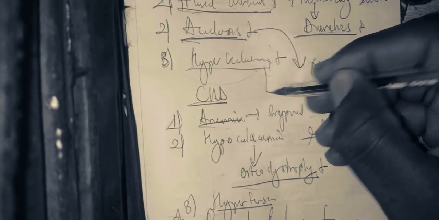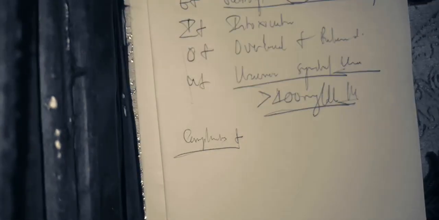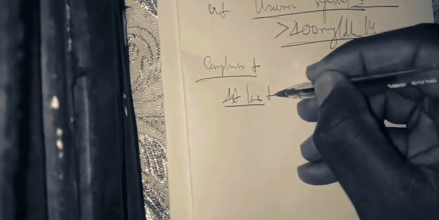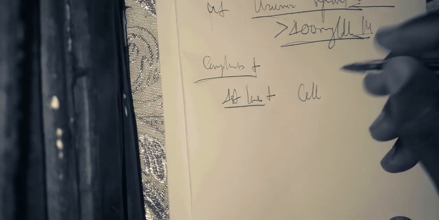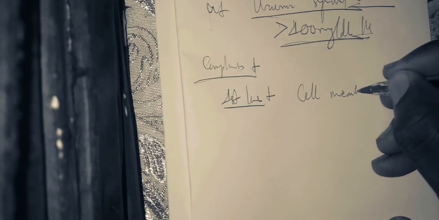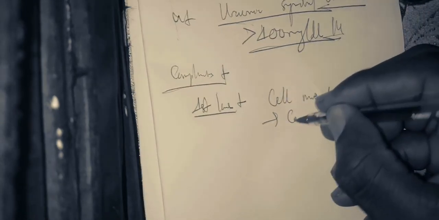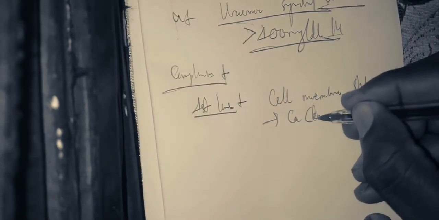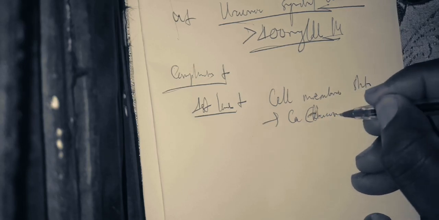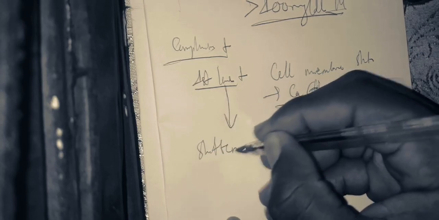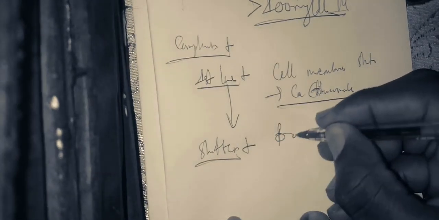Now, when the patient has hyperkalemia, there is a protocol. Generally, the first line in the management of hyperkalemia is to give cell membrane stabilizers. An example of a cell membrane stabilizer is calcium gluconate. Is it clear? After giving it, if it fails, you now use shifters, like a beta agonist.